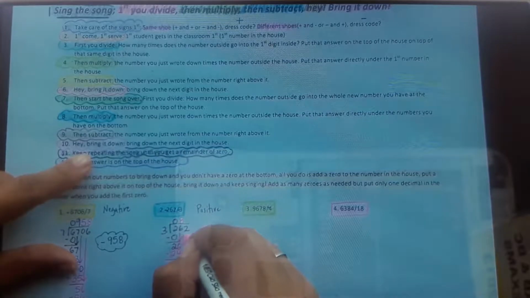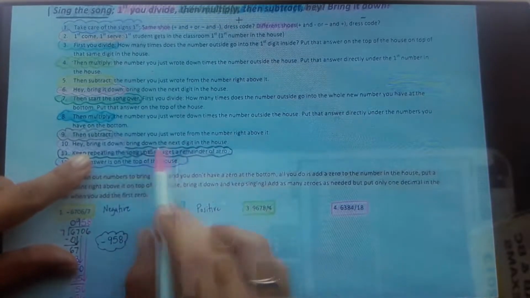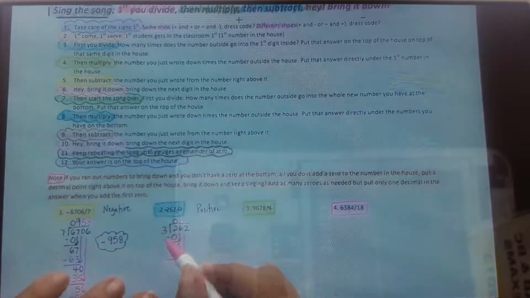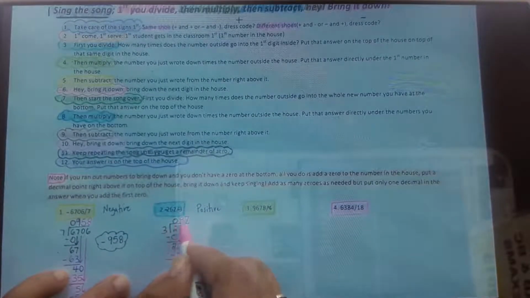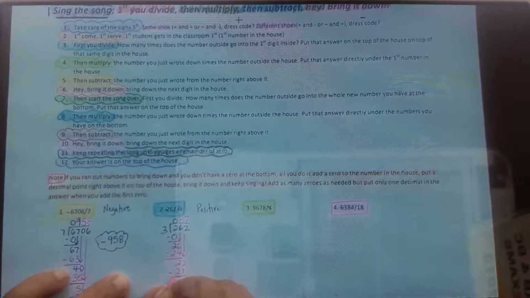Get 2. And then, hey, bring it down. Bring the next number down, which is 2. Then start the song over again until you get a 0 remainder. First you divide 7. Then multiply 21. Then subtract 1.